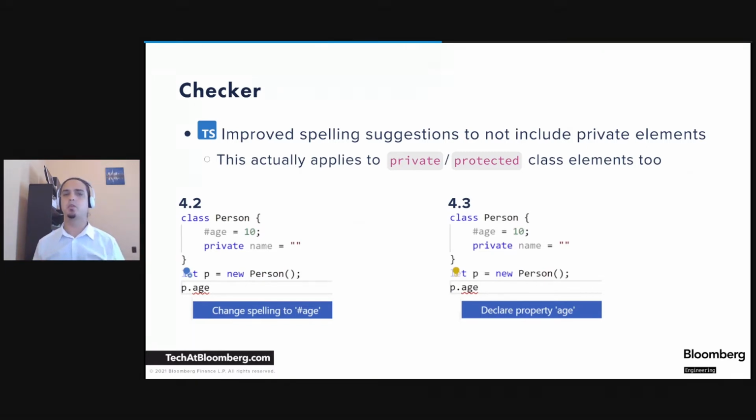Another change that we made was to actually improve spelling suggestions. Previously, if you were in a context where a private field was not accessible, TypeScript would still suggest that private field as a spelling suggestion. This is no longer the case. This actually also applies to private and protected modifiers as well, which were already in TypeScript.